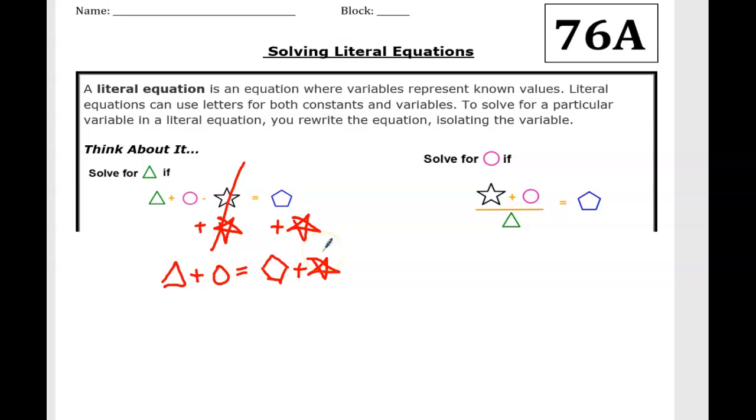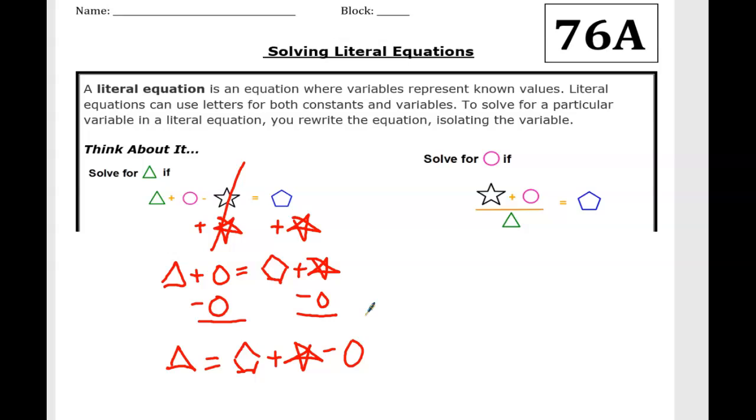All right, now if we want to get the triangle by itself, we want to get rid of the circle. So we have a positive circle, we're going to undo it by subtracting a circle. We do that to both sides, and our triangle is actually equal to the pentagon plus the star minus the circle. Okay, it's going to work the same way with variables.